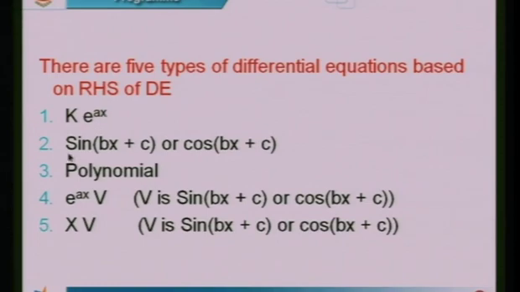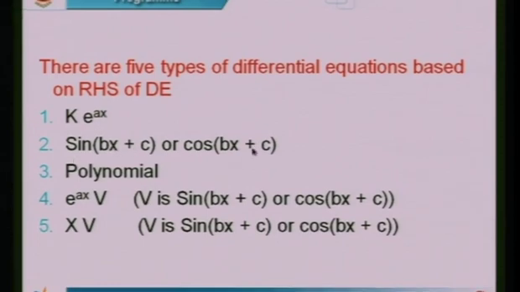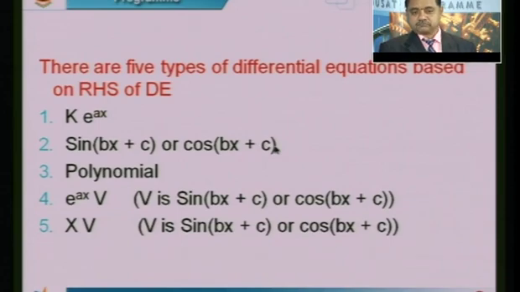Second one, sin bx plus c or cos bx plus c. Both are one and the same. That means the process is the same for both the trigonometric functions. Third is polynomial of degree n. Fourth is e power ax into v, where v is sin or cos. Fifth one, x into v, again v is either sin or cos.